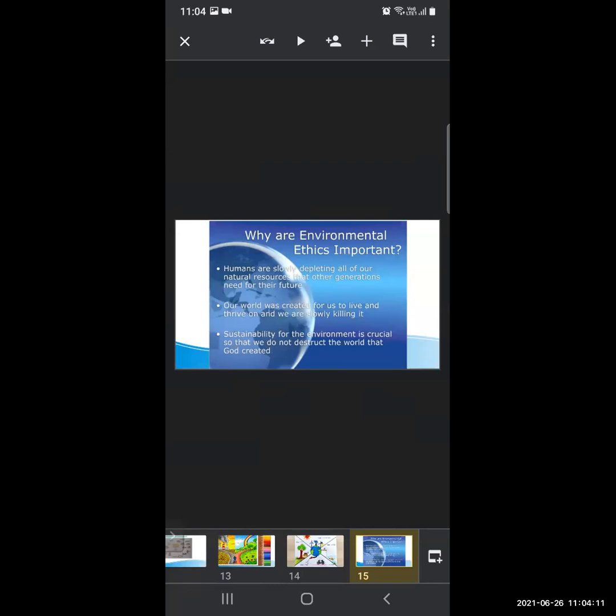We are slowly killing our world by deforestation. We are polluting the air, the soil, and the water. Sustainability for the environment is crucial so that we do not destroy the world that God created. We don't have the right to destroy the world because we did not create it. God has created it, and we don't have the right to destroy it. If we want, we can, but we have to keep it clean for ourselves and for our future generations.